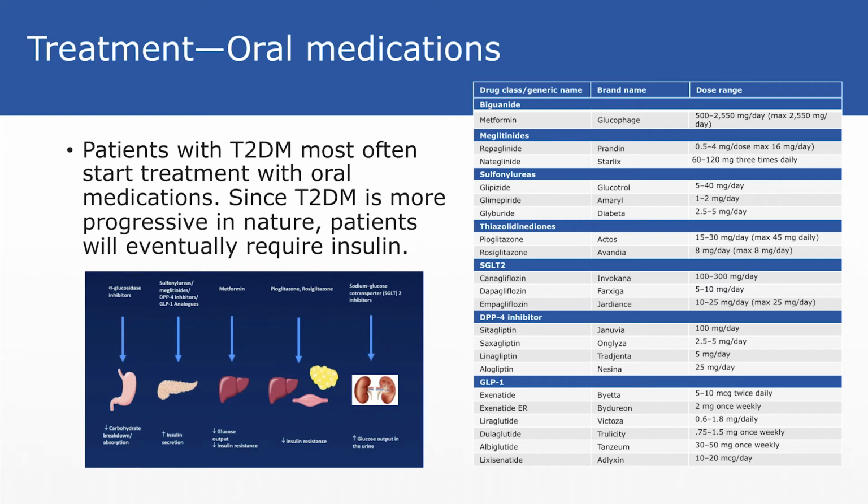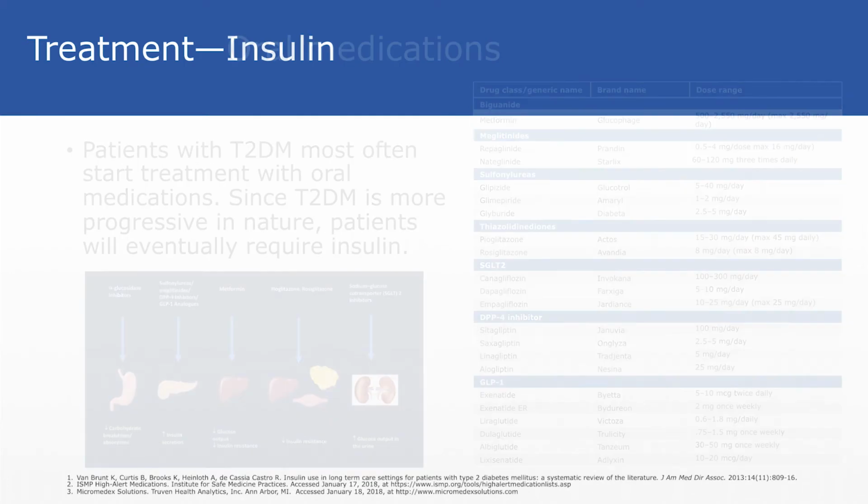Many oral medications for type 2 diabetes can be used in combination with each other for an increased effect on reducing blood sugar. Since type 2 is a progressive disease, many patients who were once well controlled using oral medications may progress to requiring insulin to manage their blood glucose. The table on the right-hand side of the slide summarizes some of the most common oral medications by drug class, including their brand name, generic name, and common dose range.